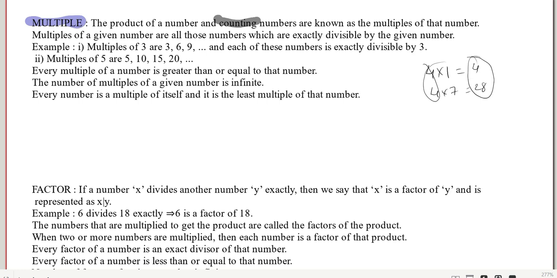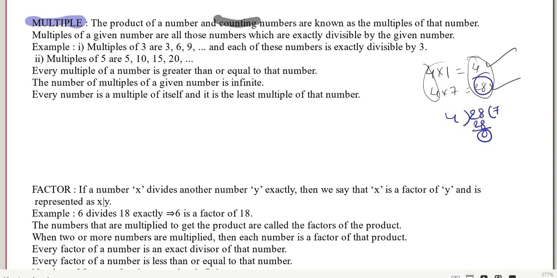Okay, so multiples of a given number are all those numbers which are exactly divisible by that given number. Let us take an example. Here we have discussed the multiples of 4. Here 4 is a multiple of 4 and 28 is also a multiple of 4. That means this 28 is a multiple of 4, and it is also exactly divisible by 4. So all the multiples of a given number are exactly divisible by that number.